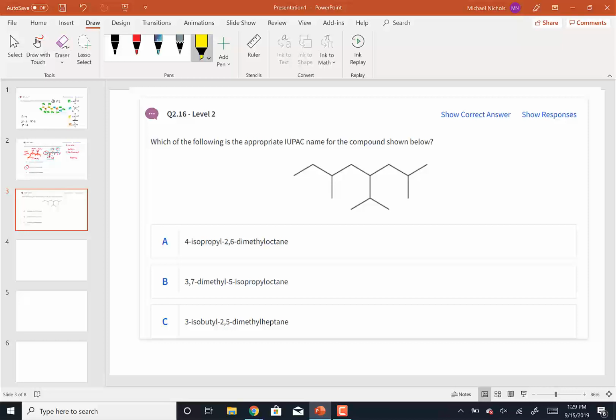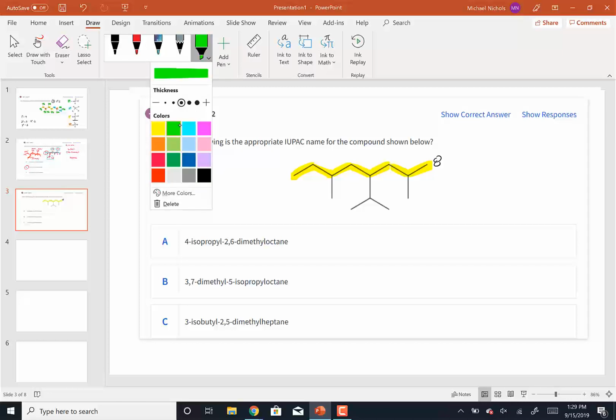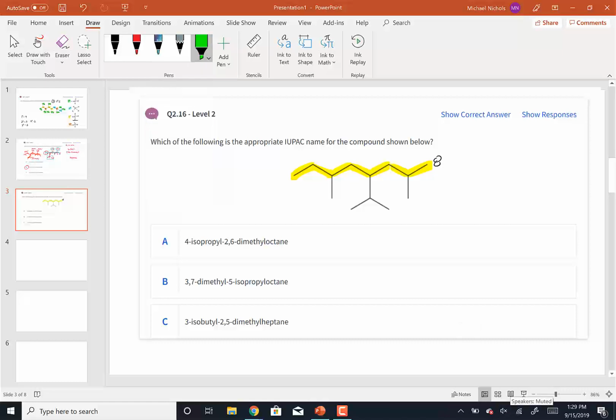So in this case, if I went 1, 2, 3, 4, 5, 6, 7, 8, there is an 8, which doesn't draw well with the highlighter. So there's an 8. What else do I have? What other ways can I try? Let's try 1, 2, 3, 4, 5, 6, 7.